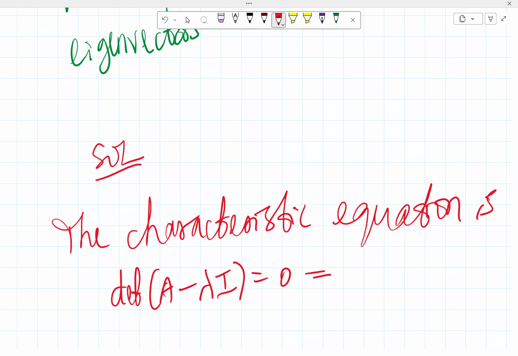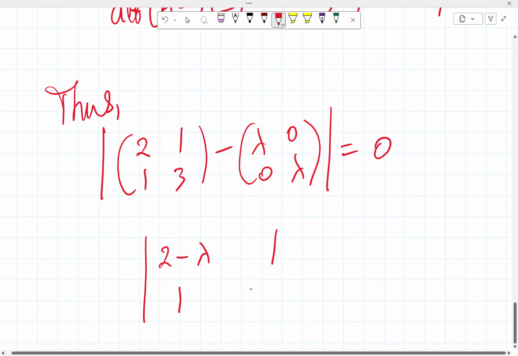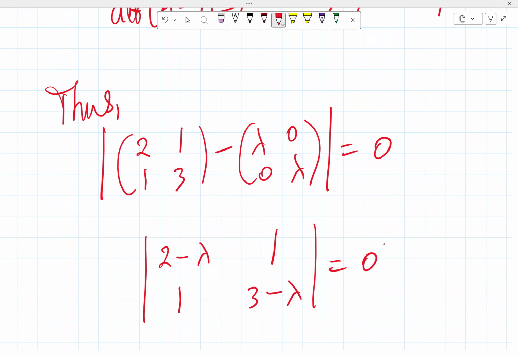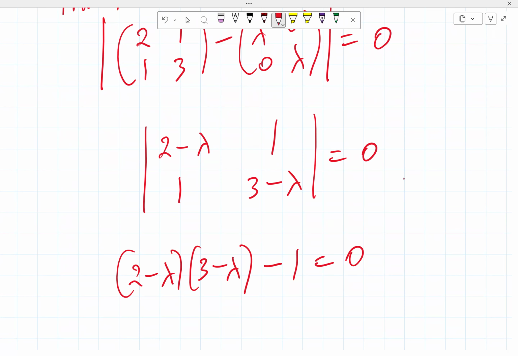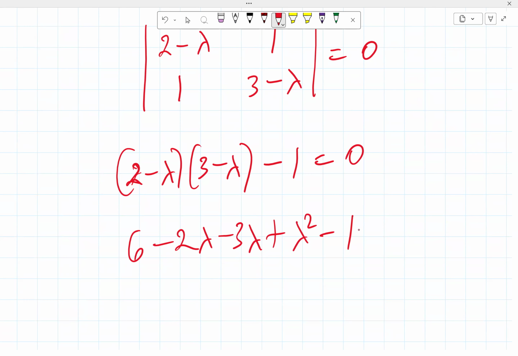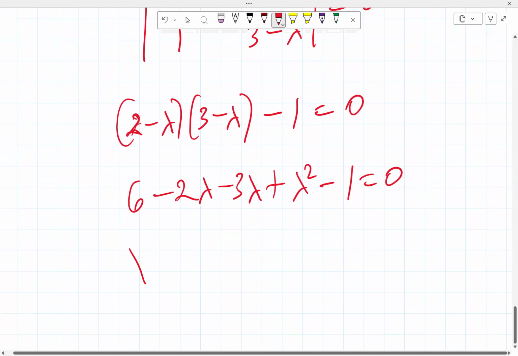So that means the determinant of 2 minus lambda, 1, then 1, 3 minus lambda, is equal to 0. If we evaluate the determinant, we have 2 minus lambda times 3 minus lambda, minus 1 times 1, equals 0. Tidying up, 2 times 3 is 6, 2 times minus lambda is minus 2 lambda, minus lambda times 3 is minus 3 lambda, plus lambda squared, minus 1 equals 0. So we have lambda squared minus 5 lambda plus 5 equals 0.